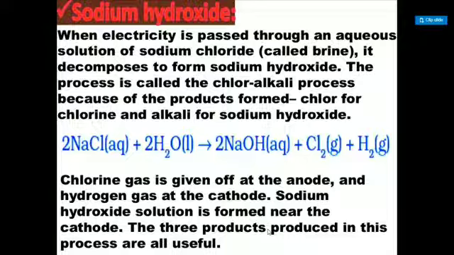gas. Chlorine gas is given off at the anode and hydrogen gas at the cathode. Sodium hydroxide solution is formed near the cathode. The three products produced in this process are all useful.